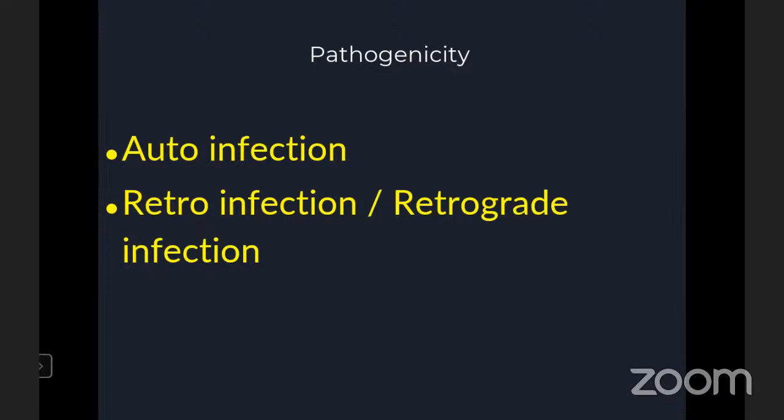In auto-infection, it occurs by ingestion of eggs due to scratching. The eggs will be seen under the nails. Due to ingestion, the auto-infection will occur. In retro-infection, the eggs will enter from the anus to the colon. Through backward flow, it will occur.